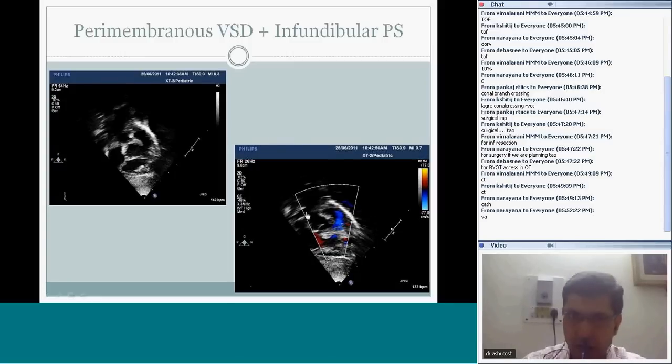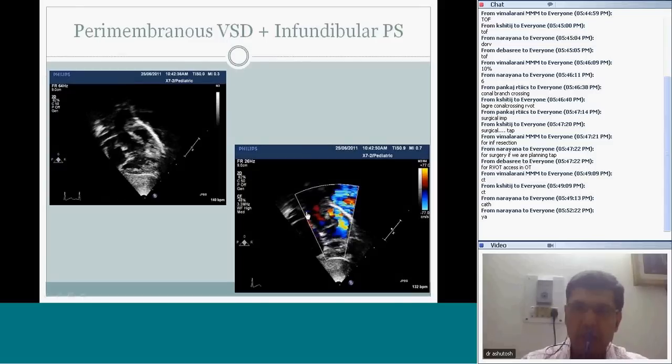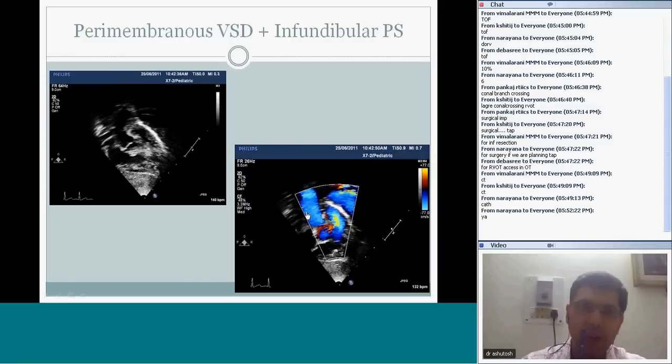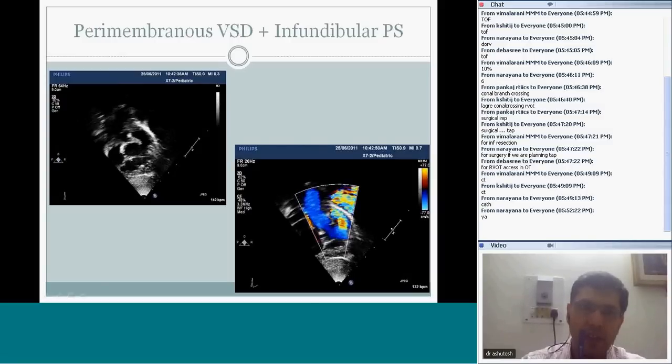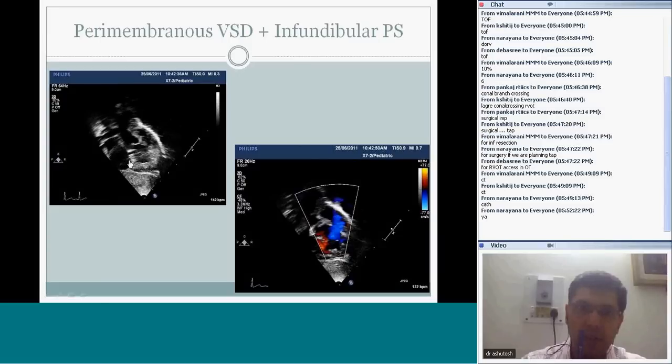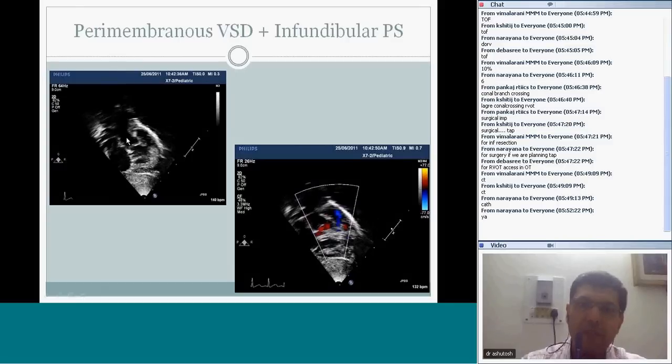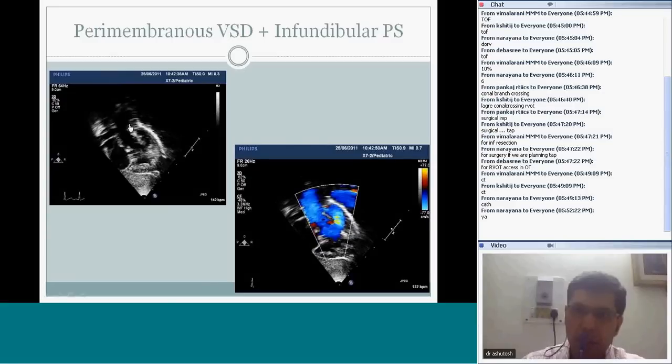So this is the subcostal coronal lifted to show the RV outflow tract. Guys can look at it. This is the tricuspid valve and this is the aorta here, a huge dilated aorta, and you can see the continuity between the tricuspid and the aortic valve. This is the infundibular septum and the right ventricular outflow tract.